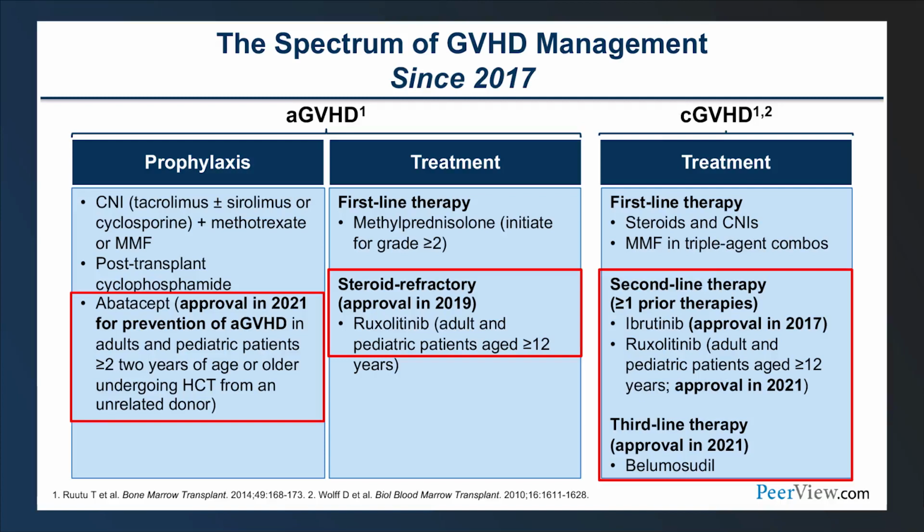Well, a lot has changed. This year, in December 2021, we have the first FDA approval forever in the field for GVHD prophylaxis with the approval of abatacept for unrelated donor transplant in combination with CNI and methotrexate for patients as young as 2 years old and over. For treatment of acute GVHD, we have Ruxolitinib that was approved in 2019. And then for chronic GVHD, we have 3 FDA-approved agents now, Ibrutinib, Ruxolitinib, and Belumosudil. And in this session, we're going to address each of these different stages of acute GVHD, prophylaxis, treatment of acute, and then treatment of chronic.